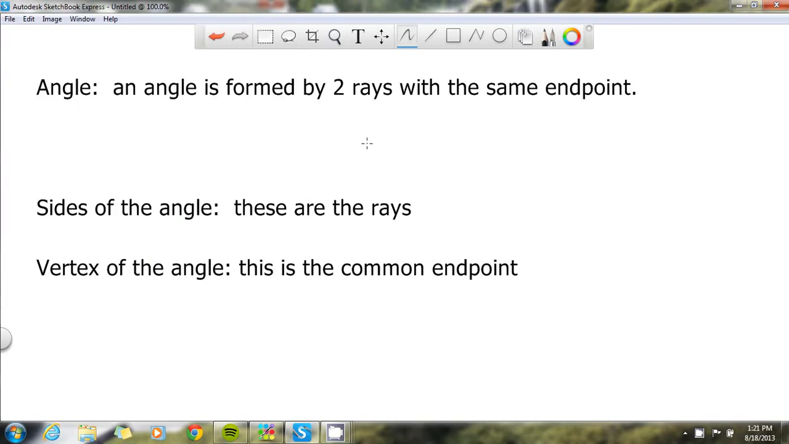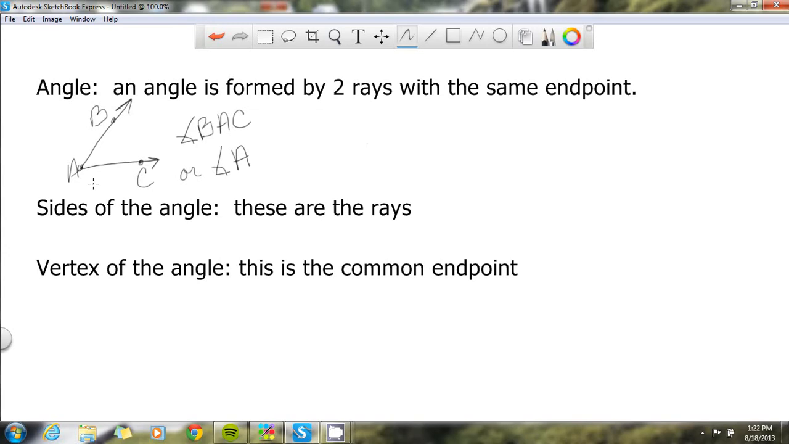We are now going to talk about measuring angles. An angle is formed by two rays with the same endpoint. So for instance, if we have ray AB and ray AC, this is named angle BAC. Or we can name it just angle A.